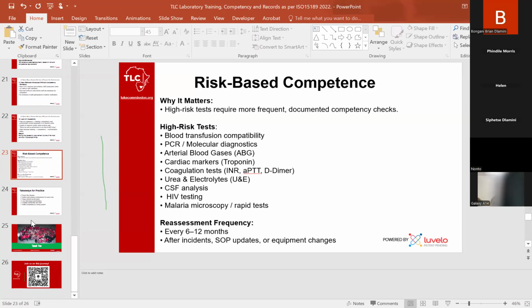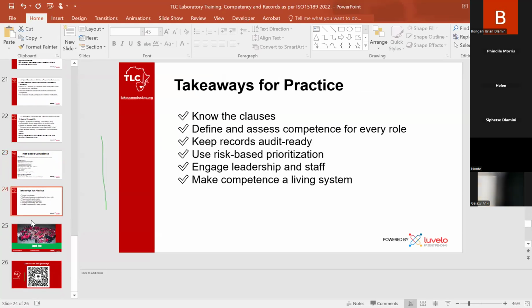Okay, and so here we come to the end, the takeaways for practice. Please know your clauses. 6.2, training and competency, is the main one, but you will find it scattered throughout ISO 15189:2022. Define and assess competence for every role. Competence for your pre-examination, your examination, your post-examination. Every role needs competence. Keep your records audit ready.